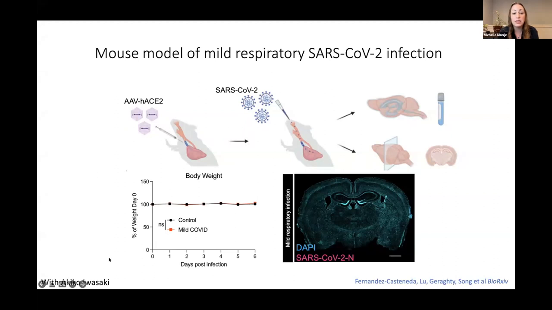And so we collaborated with Akiko Iwasaki at Yale, who has a very elegant mouse model in which only the respiratory tract of the mouse is infected. Her lab first introduces the human ACE2 receptor required for SARS-CoV-2 infection just intratracheally. Then after that, SARS-CoV-2 infection intranasally happens, but the infection is limited to the region of the body that has the human ACE2 receptor, which is just the respiratory tract. These mice don't exhibit any sickness behavior. They don't lose weight. They're apparently asymptomatic, and there's no evidence of SARS-CoV-2 infection in their brains.